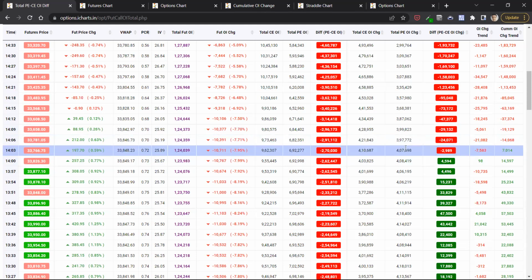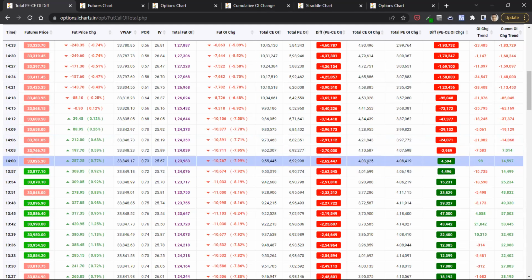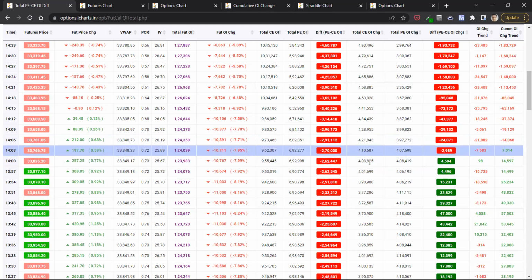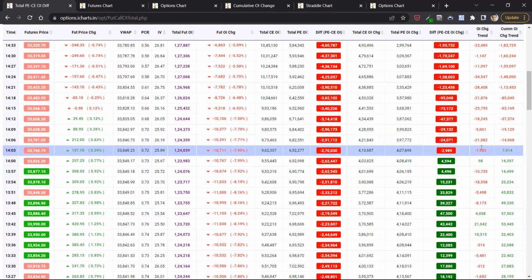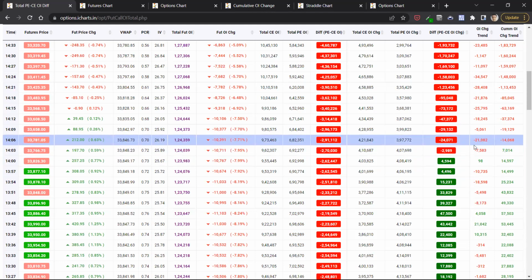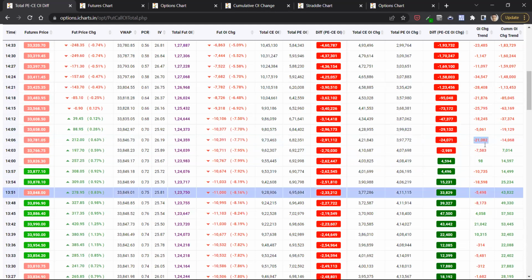So this is where the actual change happened. Over here on 14.3, you see, call side writing happened because this was quite significant. Most of this was call writing actually. But here call writing also happened and put unwinding also happened. So 14.6 was probably the key.